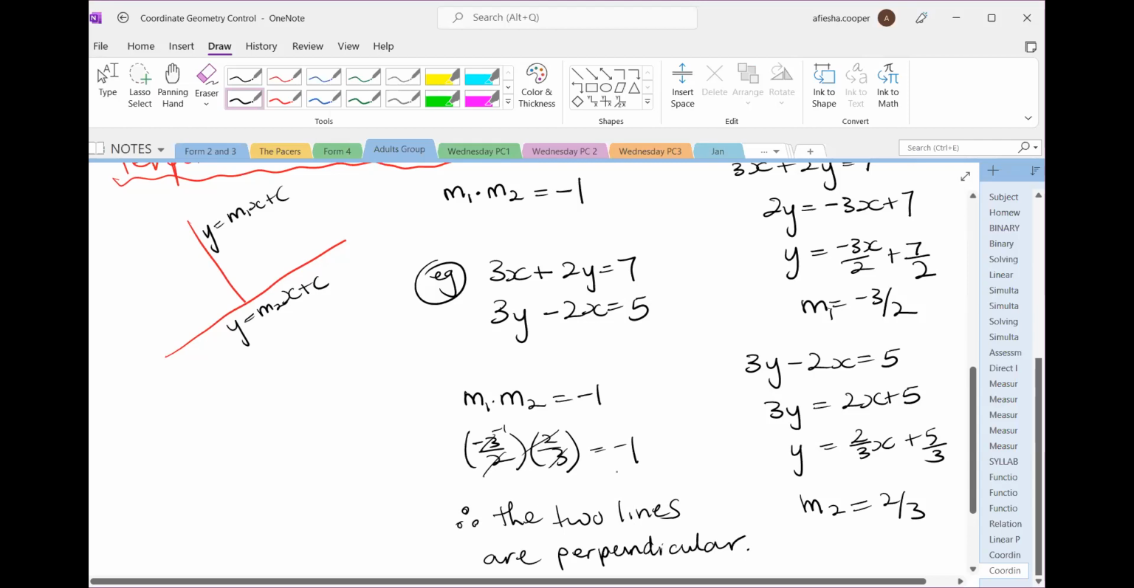And that's how simple it is really and truly. You know one gradient, you know the other gradient, you multiply them to get -1. If you get -1, they are perpendicular. If you don't get -1, they are not perpendicular.